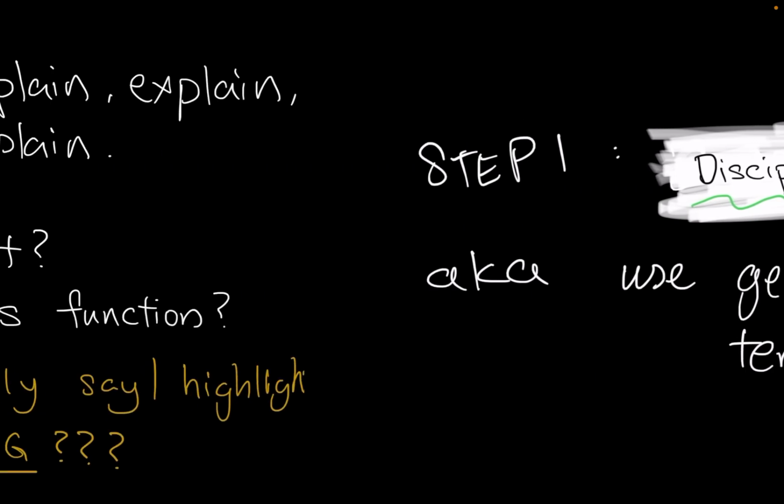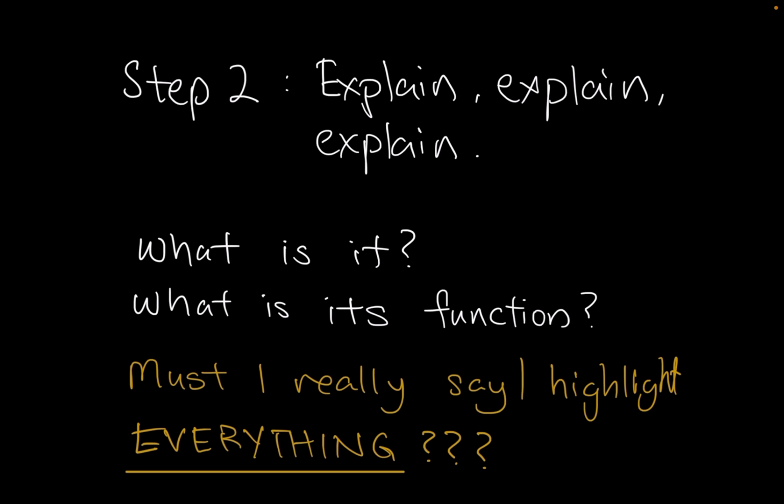Use geographical terms. Step 2, explain. Bear in mind, I don't have the luxury of having you standing in front of me and asking you what exactly you mean when you write this down. So what is it that you want to write down? What exactly is the function of this thing that is in the question? How does it work? What does it look like? If you were experiencing this, what would it feel like to be a person experiencing this geographical idea, concept, or process? What is the function of this process?